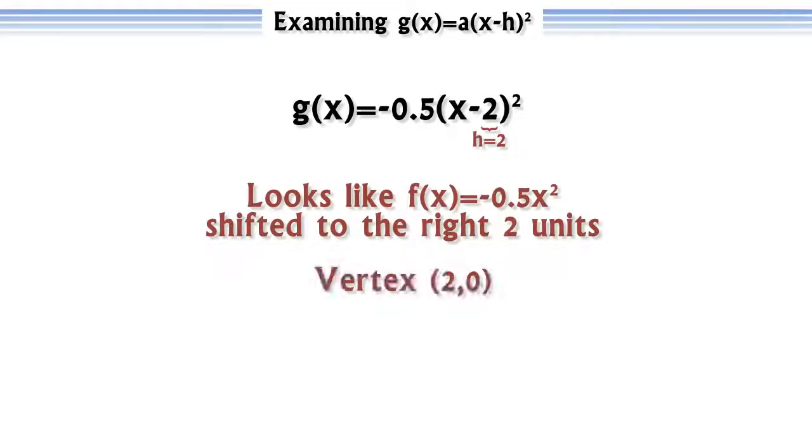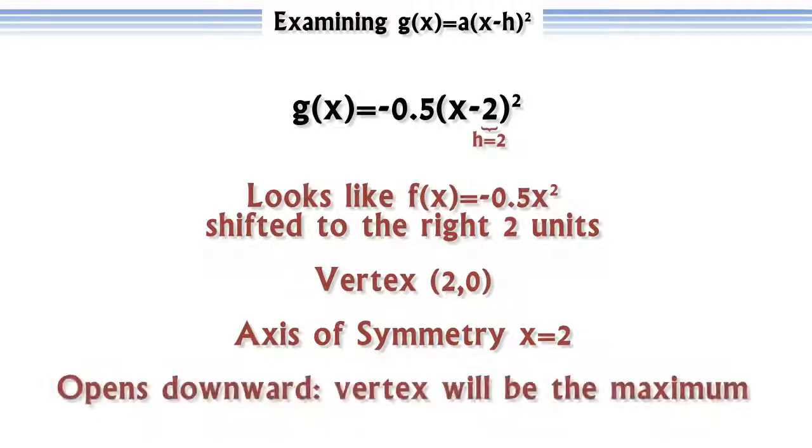We know its vertex must be located at the point (2, 0) because we took a function that has its vertex at (0, 0) and shifted it to the right 2 units. Its axis of symmetry will be x = 2. And lastly, since a is negative, the parabola opens downward, so it will obtain its maximum value at the vertex.